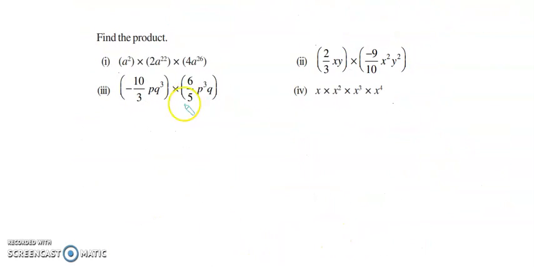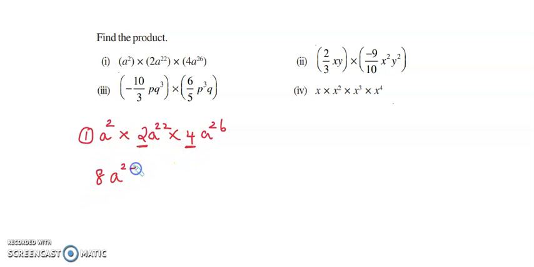You have to find the multiplication. So let's do the first one. It says a square, 2a raised to 22 and 4a raised to 26. It's more like a monomial, right? So the 2 and the 4 will get multiplied. You'll get 8a raised to 2 plus 22 plus 26, right? So that is 8a raised to 24 plus 26, which is 50, right?